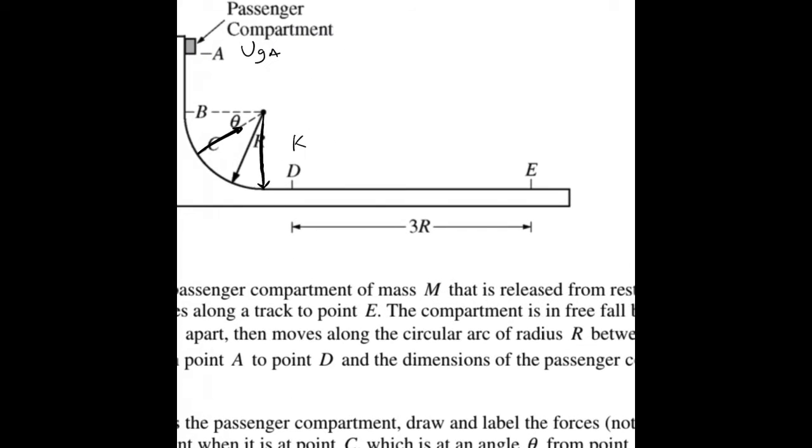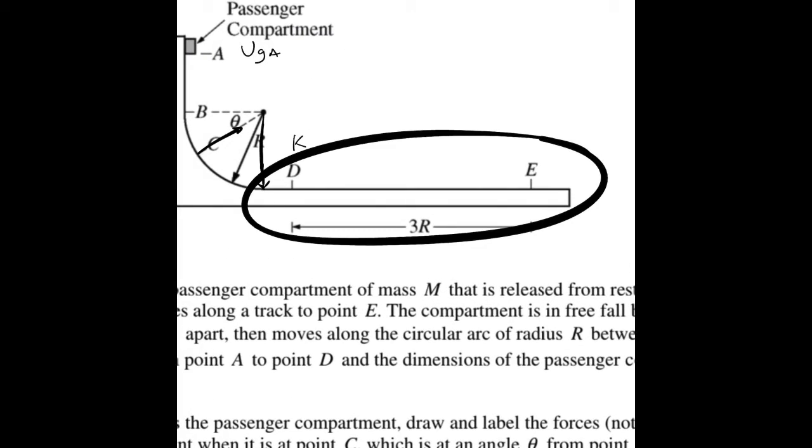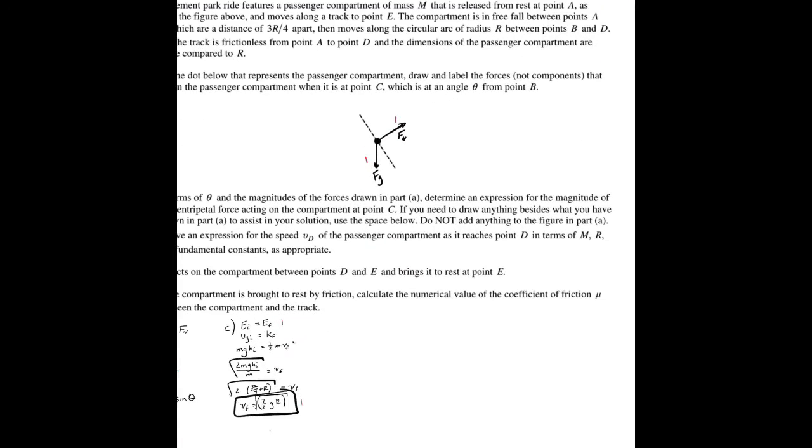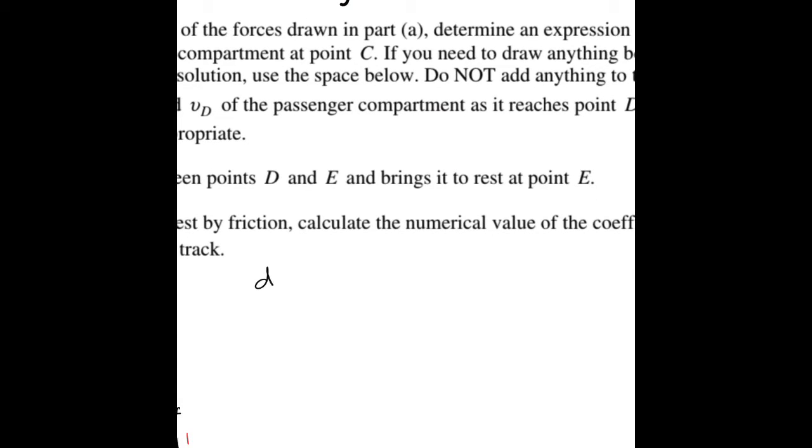All right, so now we're paying attention to this spot right here from D to E, where we do have some work being done. Now, the work energy theorem says that the change in kinetic energy is equal to the work. Well, I'm going from some kinetic energy to no kinetic energy. Therefore, my final kinetic energy is 0. My initial kinetic energy, which I just solved for, is going to be equal to my work done here.